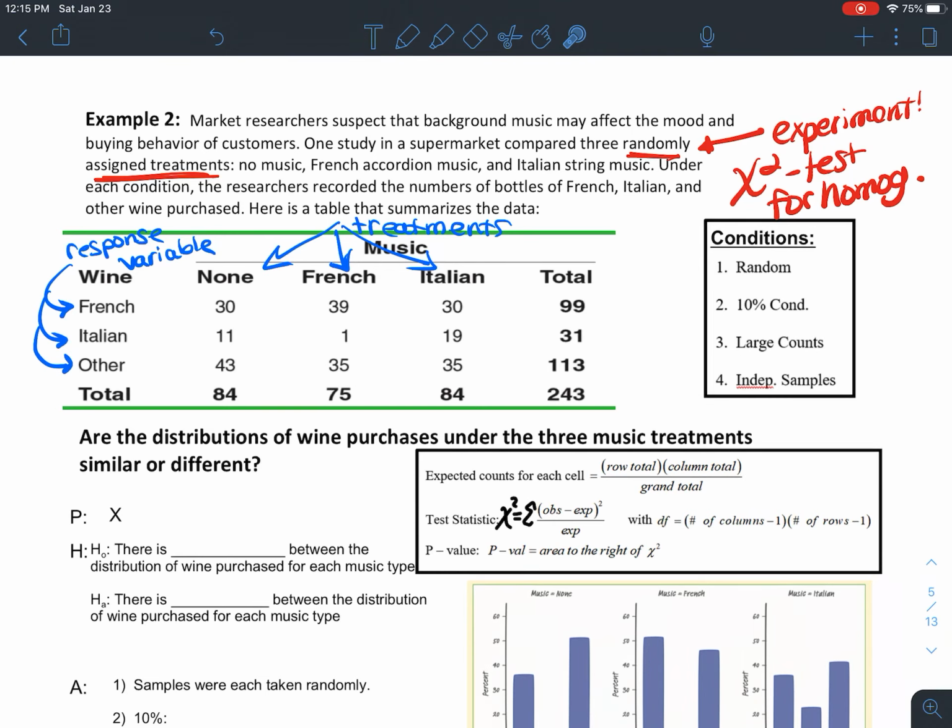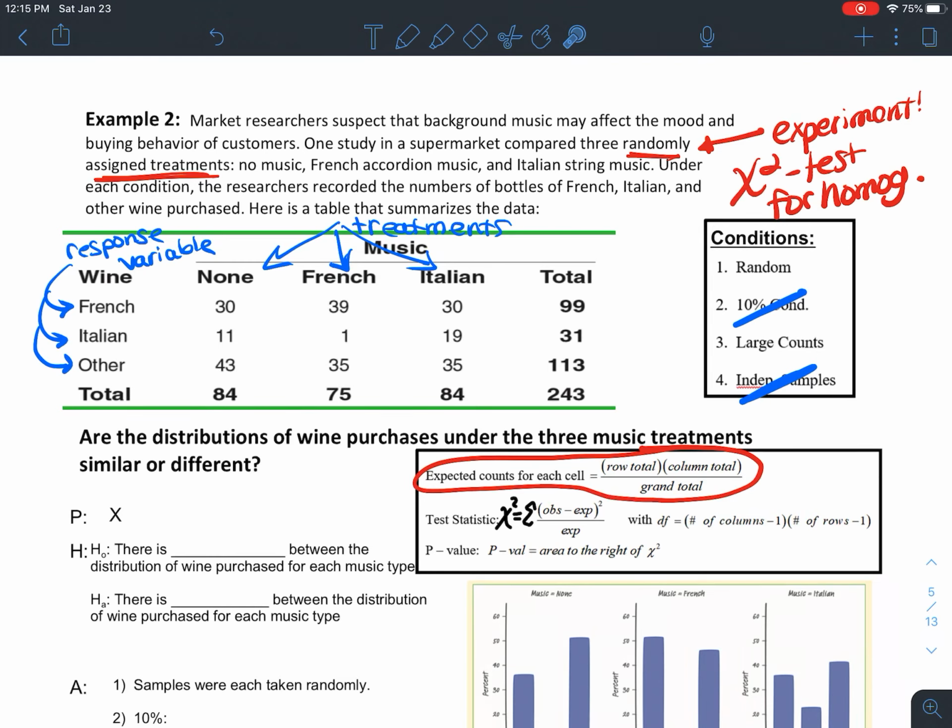Okay, now because this is an experiment, I don't need to list all 4 of these conditions. I didn't draw a sample, so I'm not doing the 10% condition, and I don't need to check and make sure samples were independent if I didn't draw out a sample. So I only need to check that random condition and the large counts condition. The large counts condition is making sure that those expected cell counts are all greater than or equal to 5. We'll need to calculate that with this formula here in just a second.